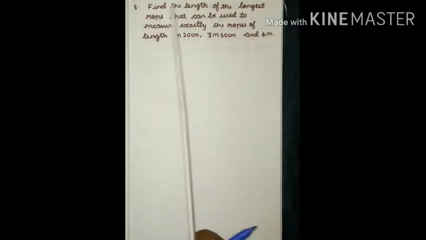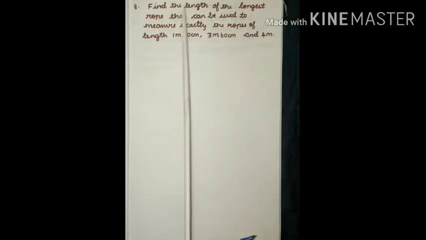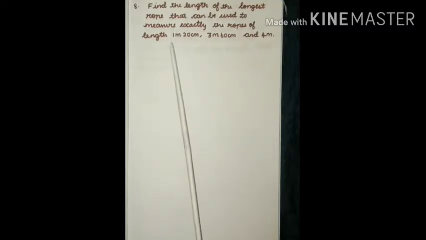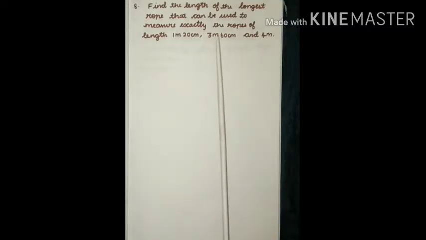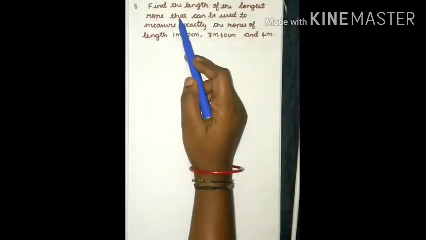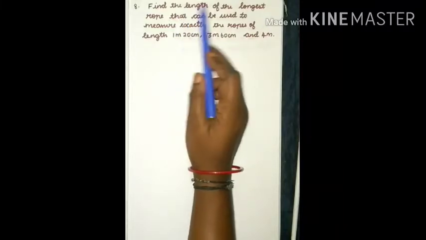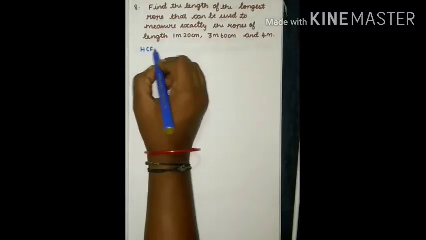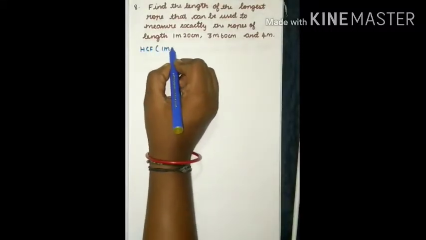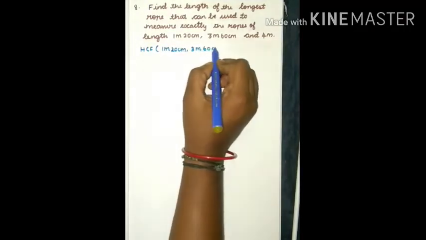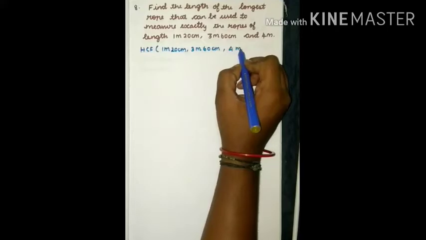Eighth sum. Find the length of the longest rope that can be used to measure exactly the ropes of the length 1 meter 20 centimeter, 3 meter 60 centimeter and 4 meter. Here we have to find the length of the longest rope. For that we have to find the highest common factor, that is HCF of 1 meter 20 centimeter, 3 meter 60 centimeter and 4 meter.